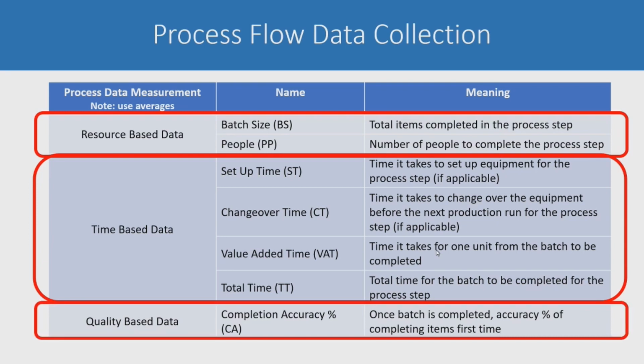And last but not least is quality. For us, we're going to measure completion accuracy percentage. So once the batch is complete, what's the accuracy percentage of completing the items the first time? So do we have any rework that we have to do? So we just want to have an understanding as to how good we are. So this is what we're going to take a look at.